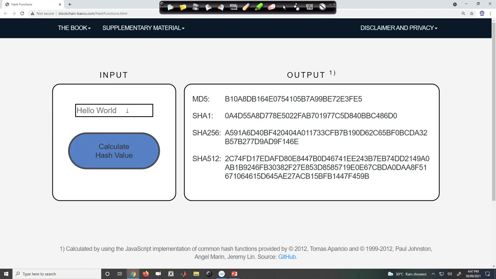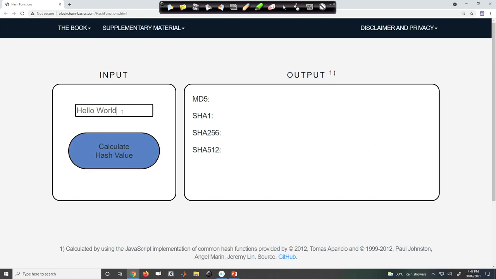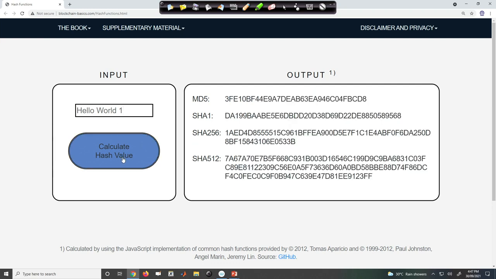If you give another message as input, say I write hello world 1, and then we calculate the hash value, we get once again the hashes, and there are some important points here. First of all, it is very easily computable. Just as I click on the button, immediately we see the hashes displayed, which means it is efficiently computable. The second point is that the hashes could be of various lengths depending on the type of hash function we are using. And the third point, which is very important, is what we mentioned as the avalanche effect.